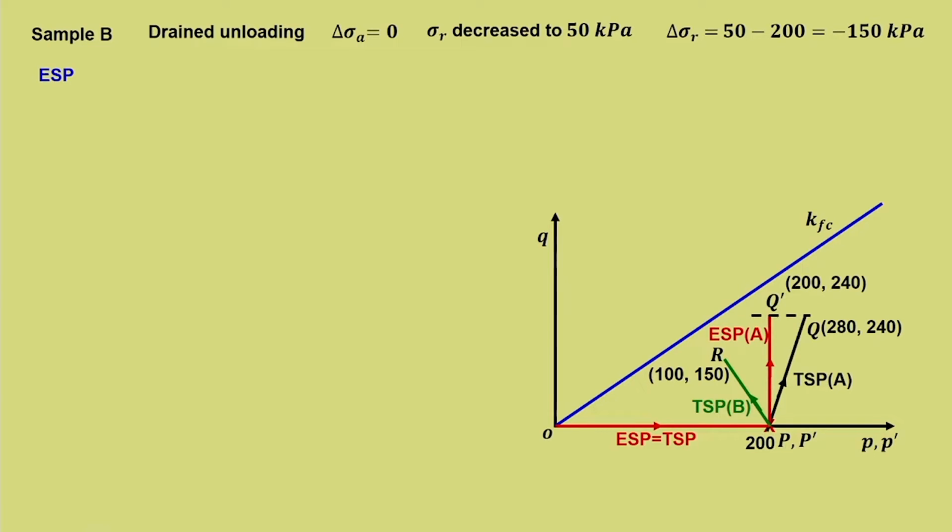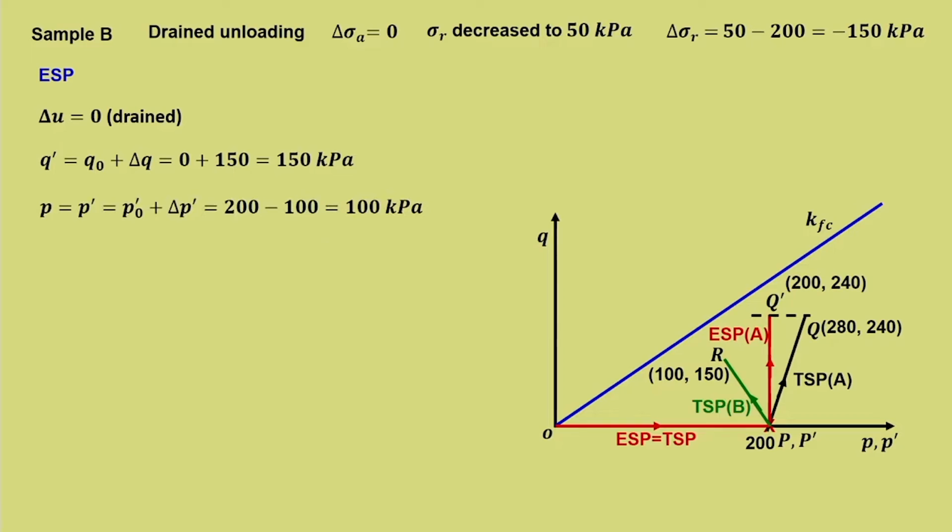So, for ESP, delta U is equal to 0, drained. So, Q dash is equal to Q naught plus S, which is 150, P is 100 kilopascal, and hence it is the same. So, there is no difference for ESP and TSP. Since it is drained, we do not have to explain it further. So, that is all about the second question. We will move on to the next one.